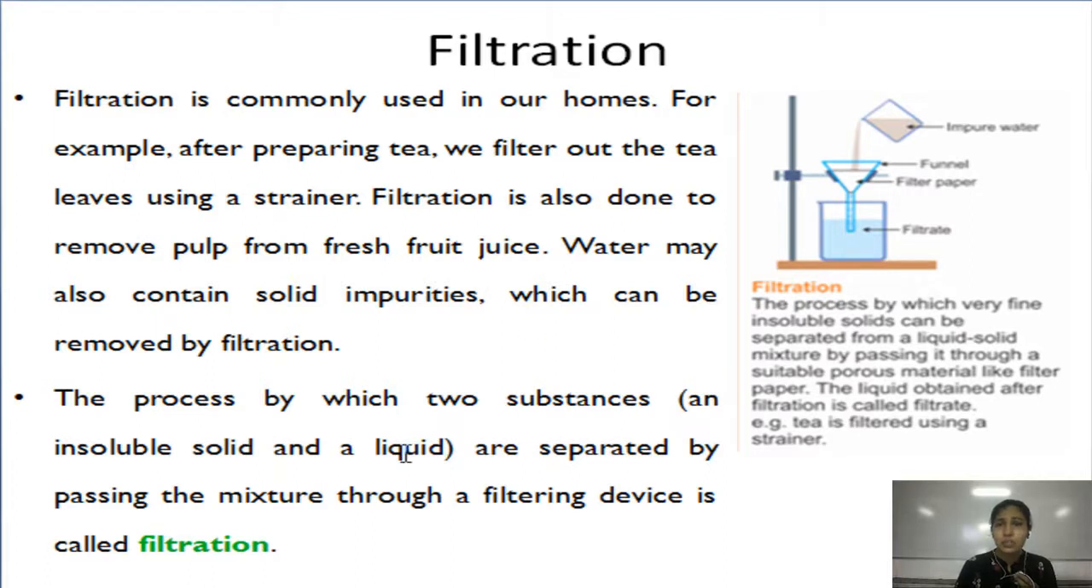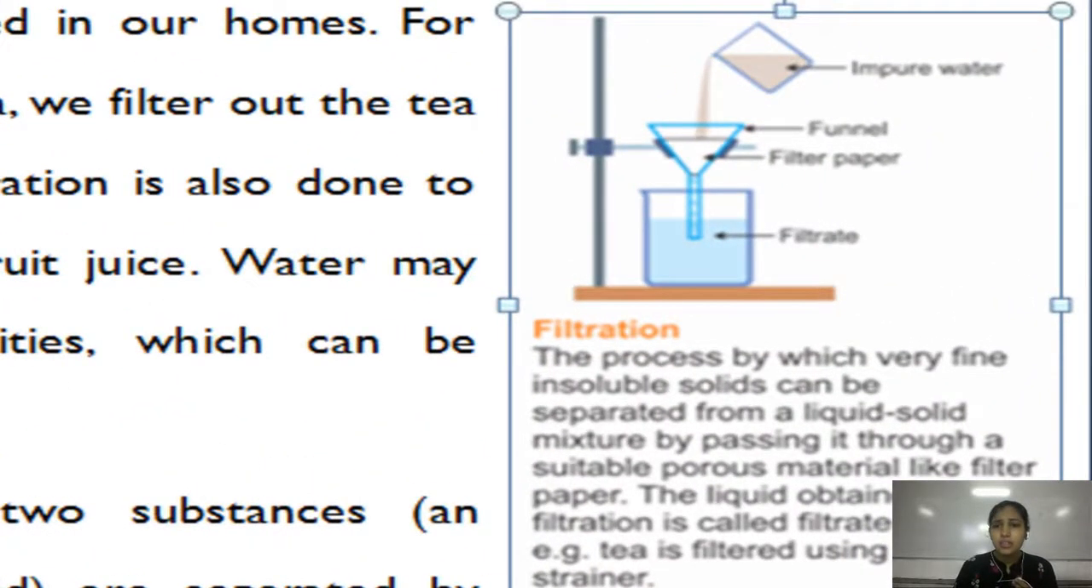The process by which two substances, an insoluble solid and a liquid, are separated by passing through a filtering device is called filtration. See this figure. In the filtration process, very fine particles of insoluble solids can be separated from a liquid-solid mixture by passing it through a suitable porous material like filter paper. The liquid obtained after filtration is called the filtrate. Example, tea is filtered using a strainer.